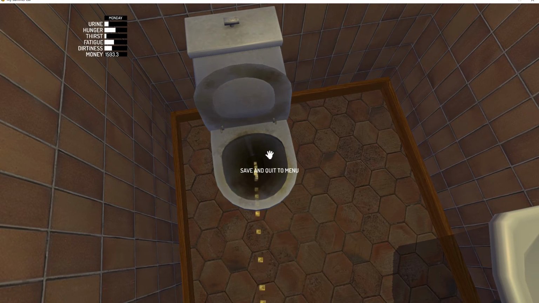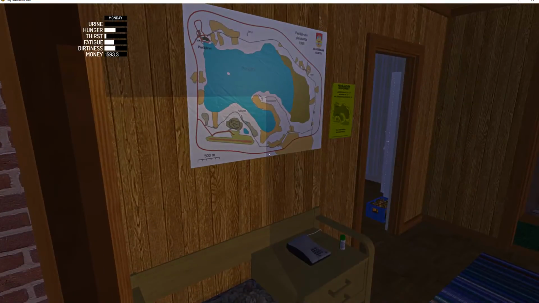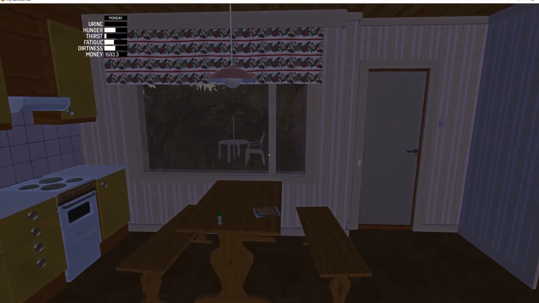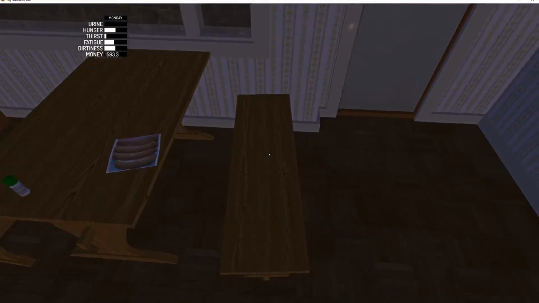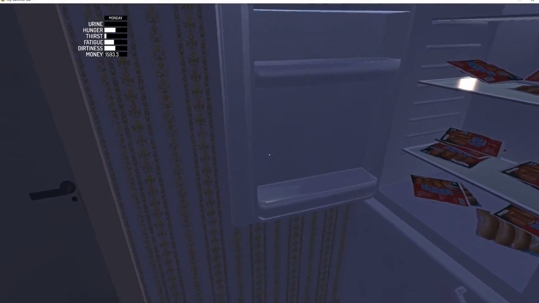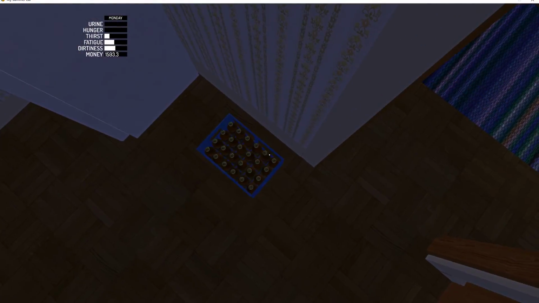We're going to go ahead and get started by fulfilling all of our basic needs, such as our urine, hunger, thirst, fatigue, and dirtiness. I'll go ahead and piss all the little pebbles out. Awesome. Okay, so we're going to go ahead and open this door here. It's getting a little dark. I've got my food and I've actually put it all in here now. So I'm going to eat these sausages. I'm going to crack open a beer.